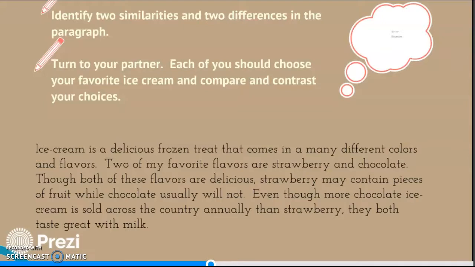Ice cream is a delicious frozen treat that comes in many different colors and flavors. 2 of my favorite flavors are strawberry and chocolate. Though both of these flavors are delicious, strawberry may contain pieces of fruit while chocolate usually will not. Even though more chocolate ice cream is sold across the country annually than strawberry, they both taste great with milk.